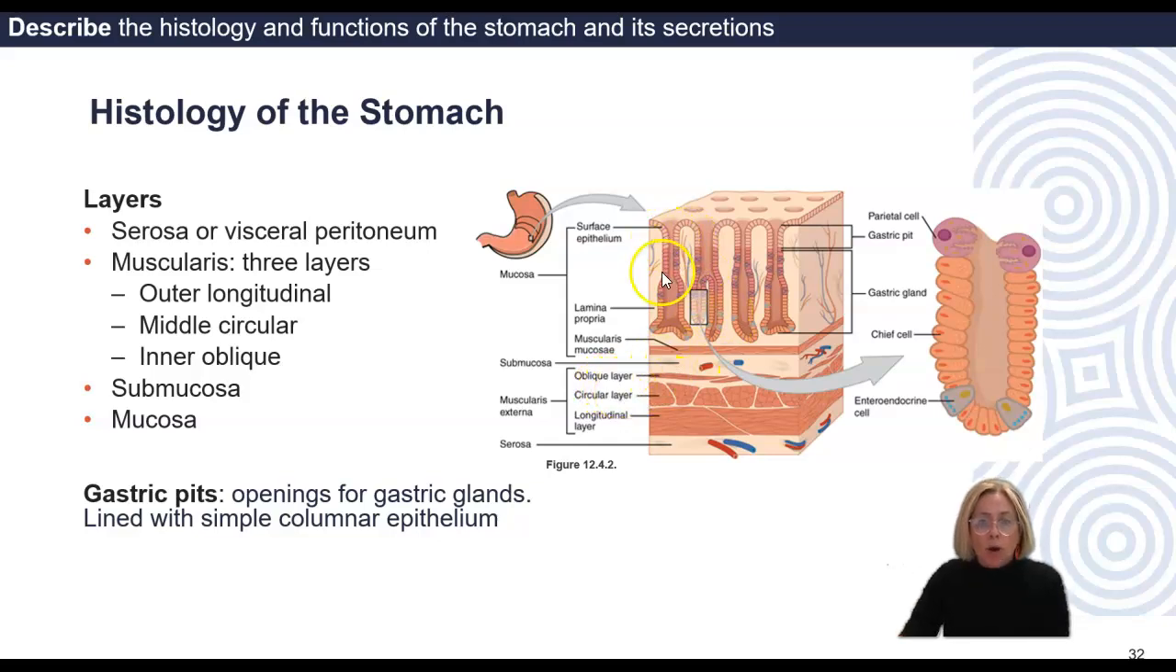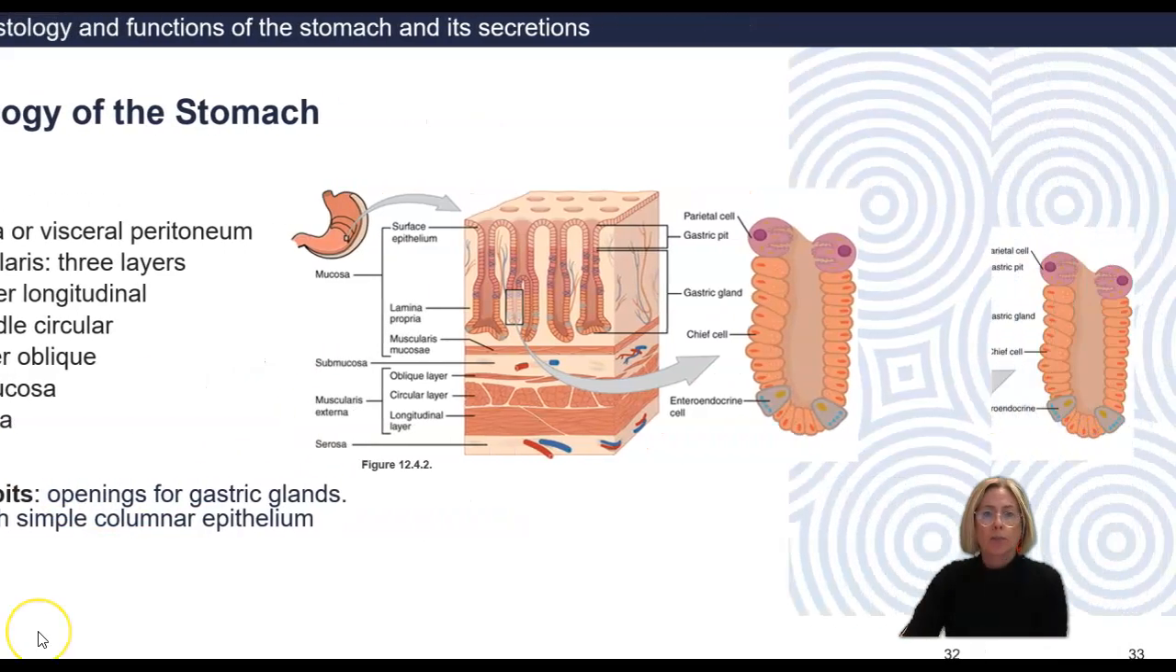Then we have the submucosal layer, and then finally we have the mucosal layer, and this mucosal layer is in contact with the chyme, right? And we have the presence of these pits called gastric pits, which are the openings for the gastric glands, and they're lined with simple columnar epithelium. And we're going to talk about these in a little bit more detail on the next slide.